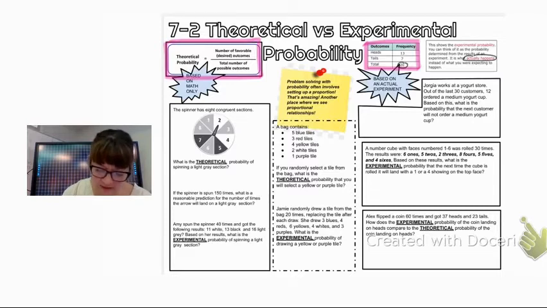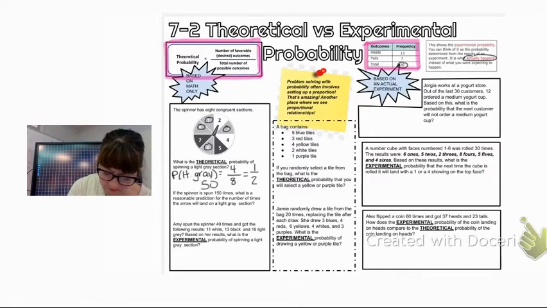So I'm looking at the spinner, and it says that the spinner has 8 congruent sections. In other words, each section takes up the same amount of space on the spinner. What is the theoretical probability of spinning a light gray section? So the probability of light gray. Our bottom number, again, will be the total number of sections. There are 8. And then the number that are light gray: 1, 2, 3, 4. So you have a 4 out of 8 chance, theoretically, of spinning light gray. That simplifies to 1 out of 2.